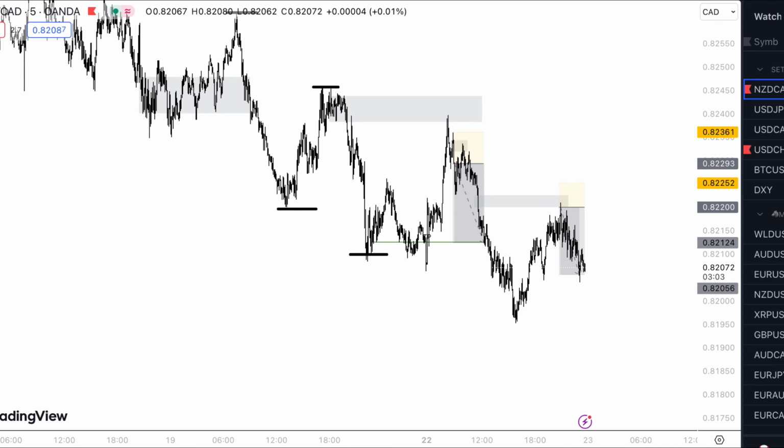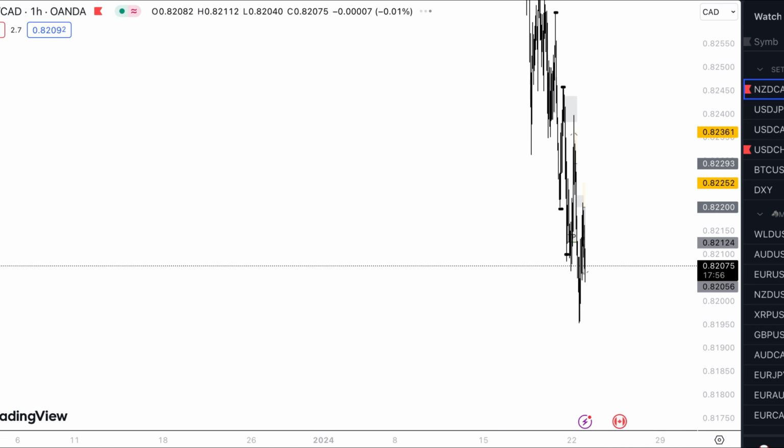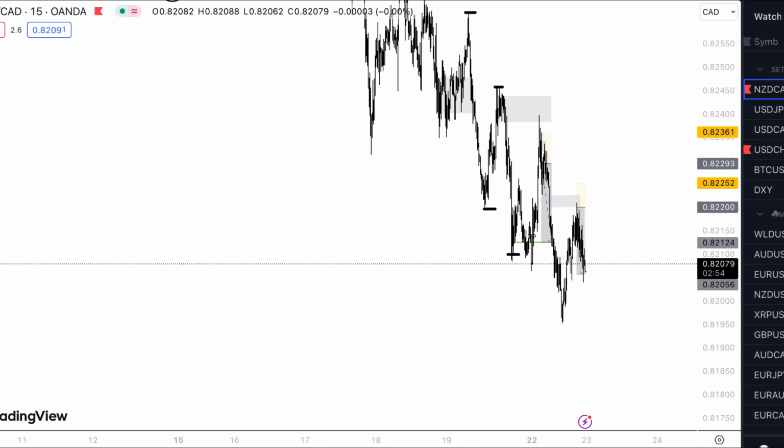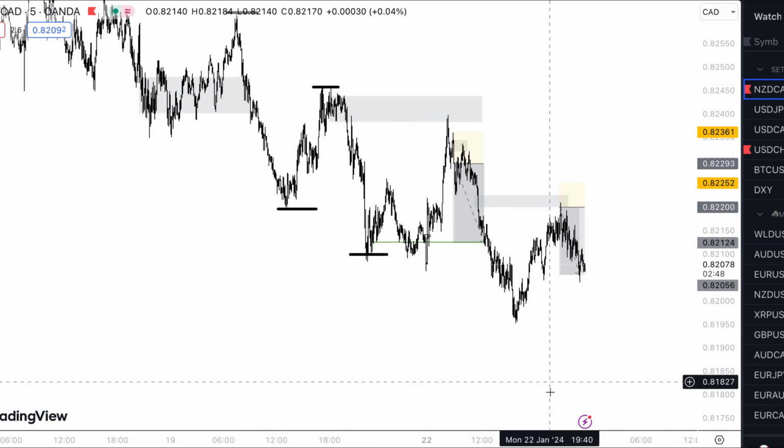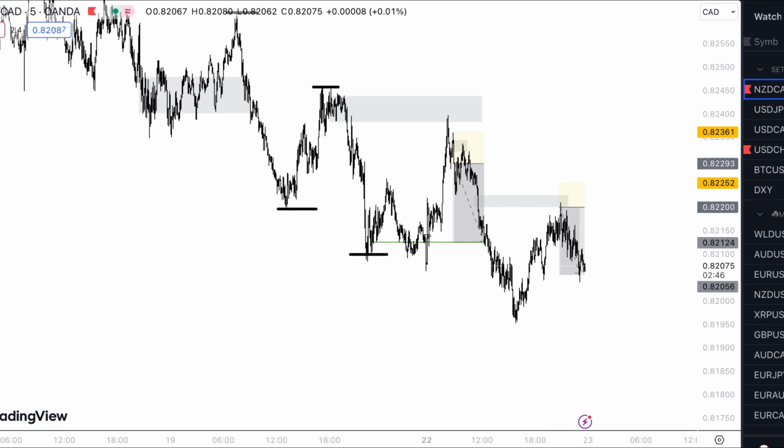So this pair is New Zealand CAD, like I've been saying, and so I use the 15-minute and the 5-minute for my structure, because the 1 hour, it's basically the same. It moves slow, so that's why I use the 15-minute, 5-minute. And then once you do that, you're gonna mark your highs and lows from left to right. So what I did here, I'm gonna make a line so you guys can understand everything I did.